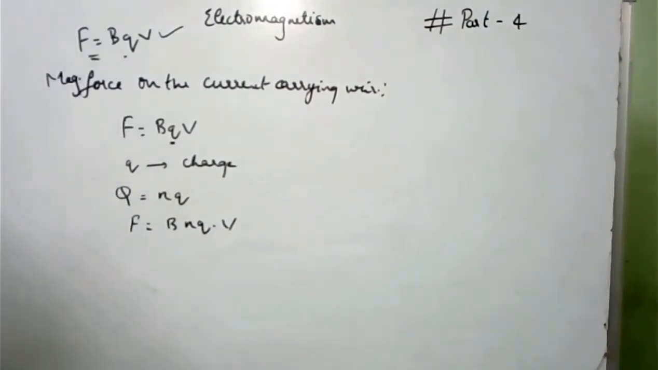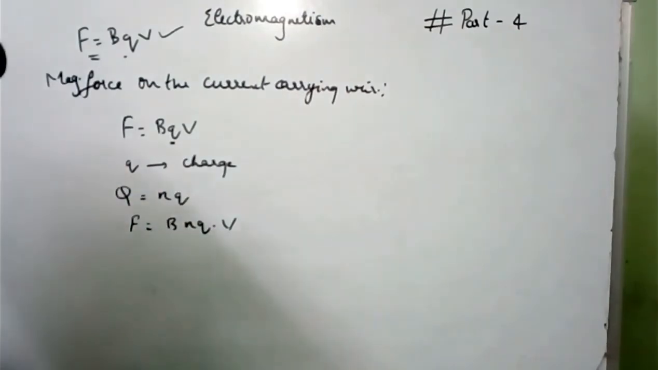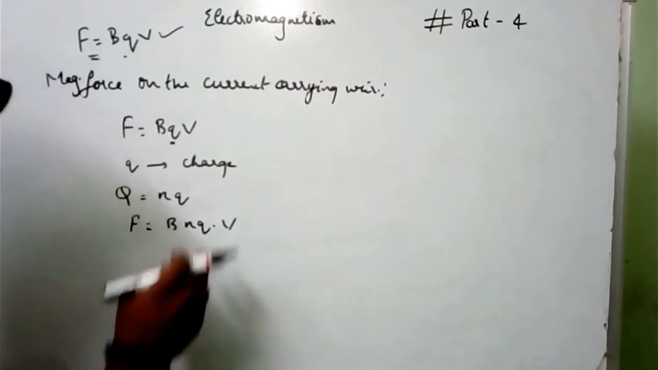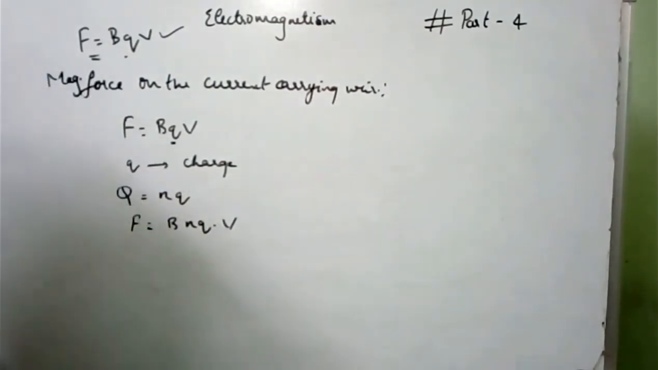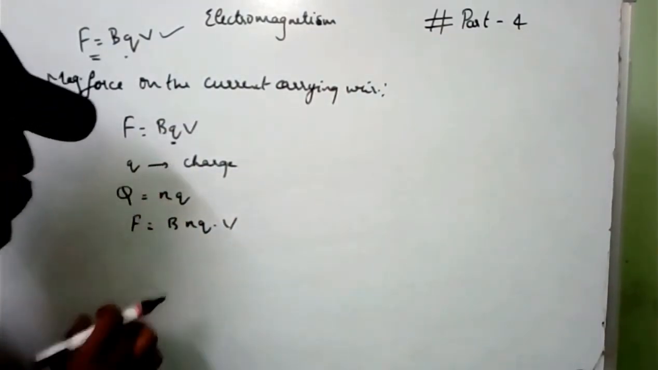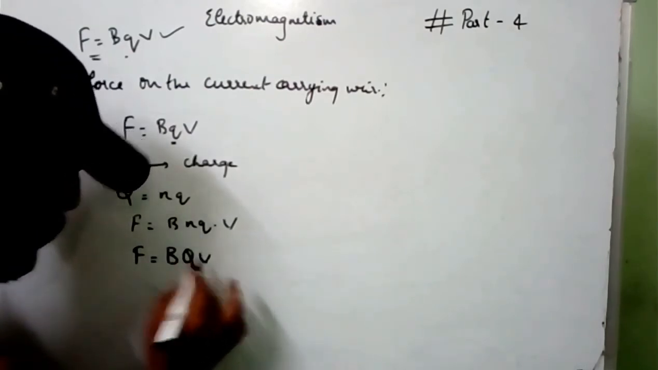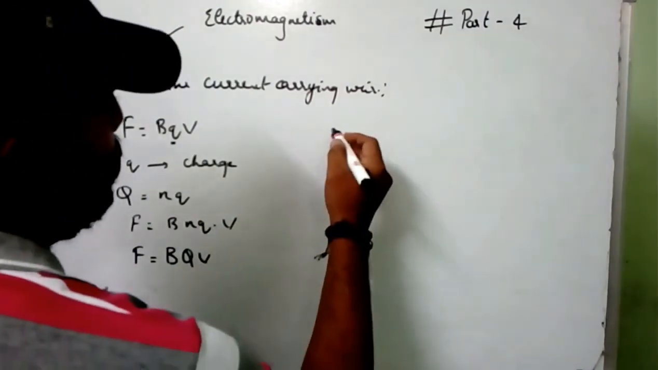Why B and Q into V? Because in a conductor there will not be a single charge, there are many charges present. So I will take nq. Here nq is nothing but capital Q, which tells about the number of charges present in a conductor. So in place of nq I will substitute Q. Therefore F is equal to BQV.